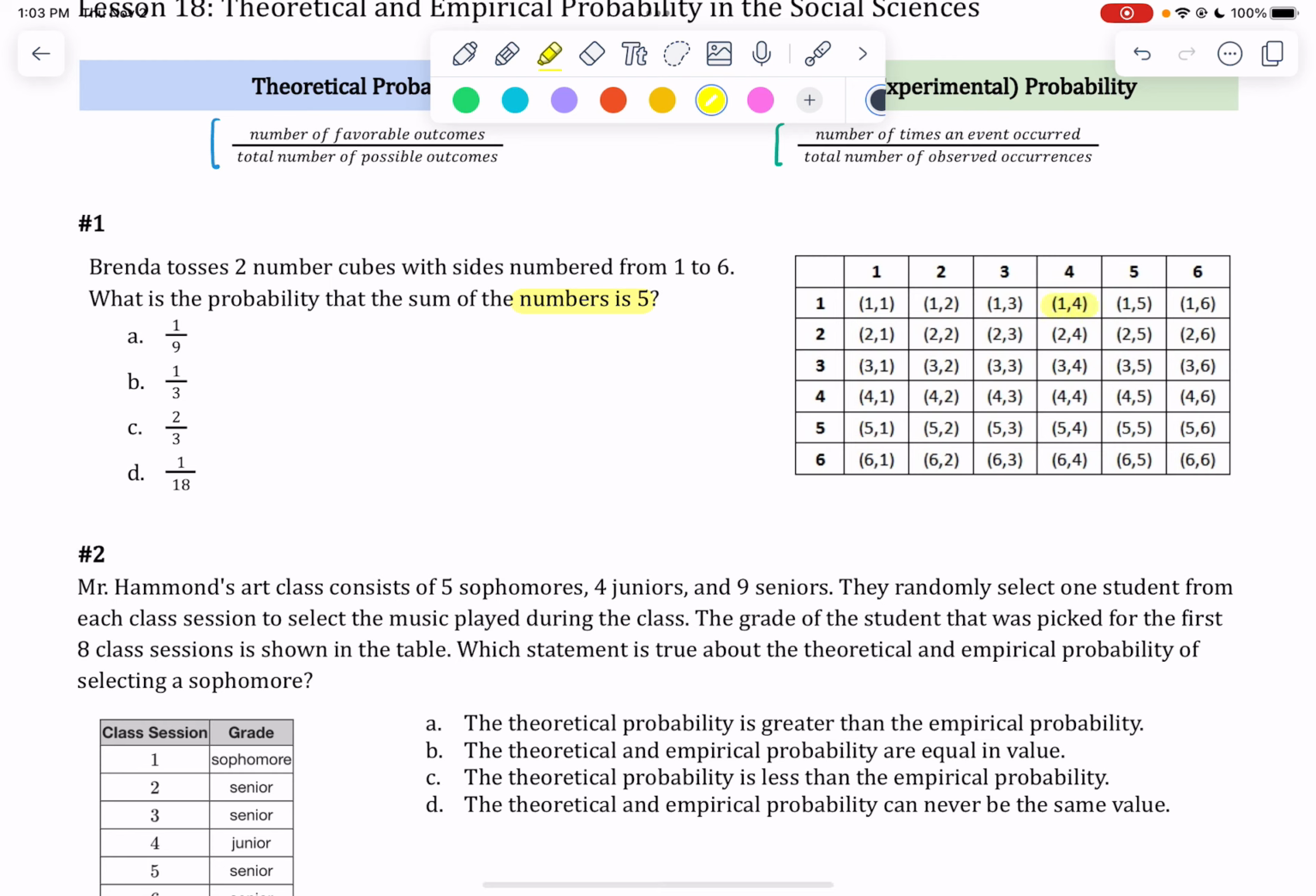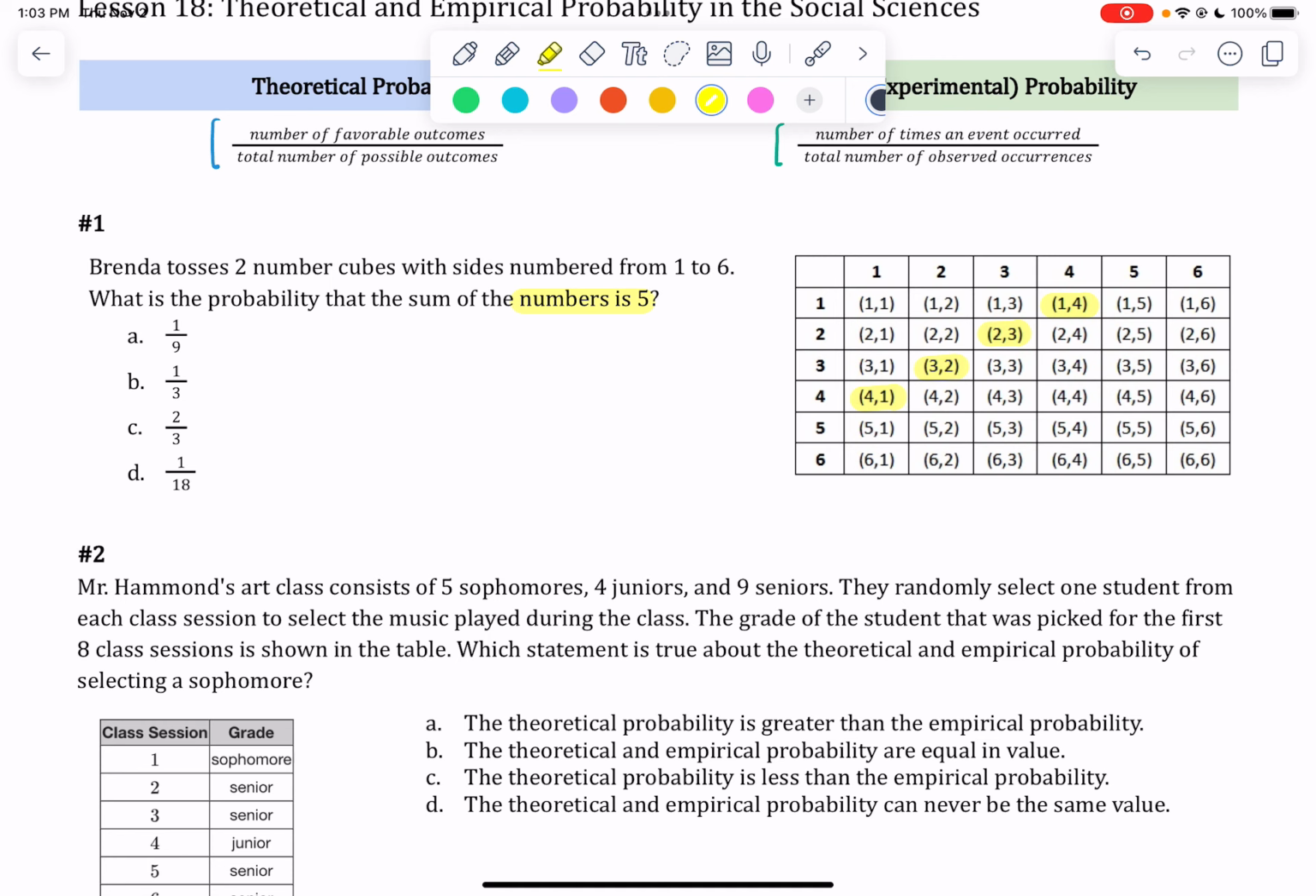You could do 1 and 4, but you can also have the reverse of that, a 4 and a 1, because those are 2 different outcomes since there are 2 different dice. You can also do a 2 and a 3, and a 3 and a 2. Again, those are 2 different outcomes because there are 2 different dice. Those are the only combinations on the table that give you that sum of 5. The rest of them will be either too high or too low.